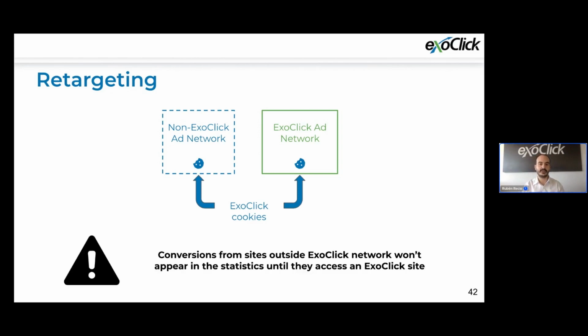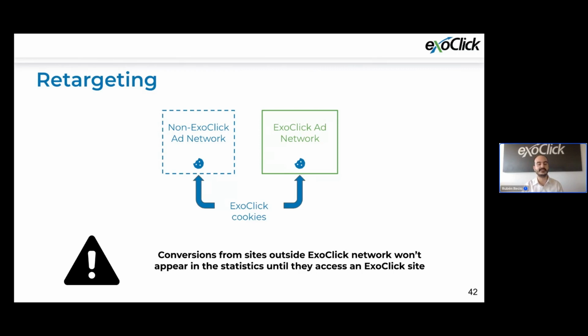There is only one limitation: whenever we identify a user with pixel tracking through a site that doesn't belong to the ExoClick ad network, that user won't be reflected in your statistics. Because at the end of the day, if you want it to be reflected in your ExoClick statistics, it needs to come from ExoClick traffic.